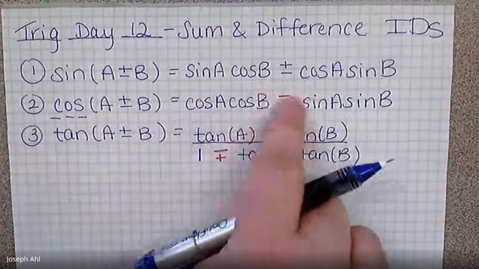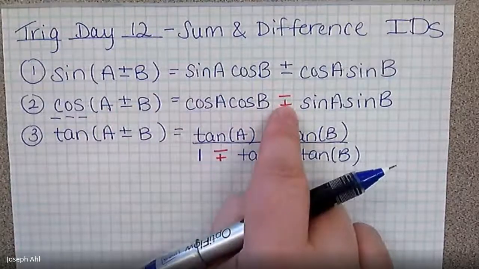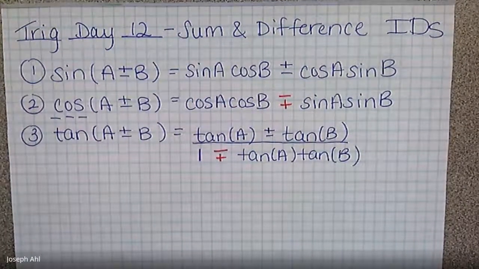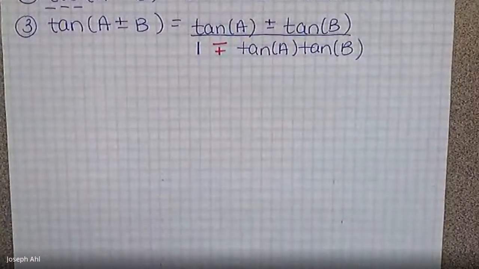For cosine in the middle, if it's a sum, we're doing the difference. If it's a difference, we're adding. Those are good little tricks that have helped students over the years to remember these identities. Perfect. Moving on to where are we actually going to apply these?